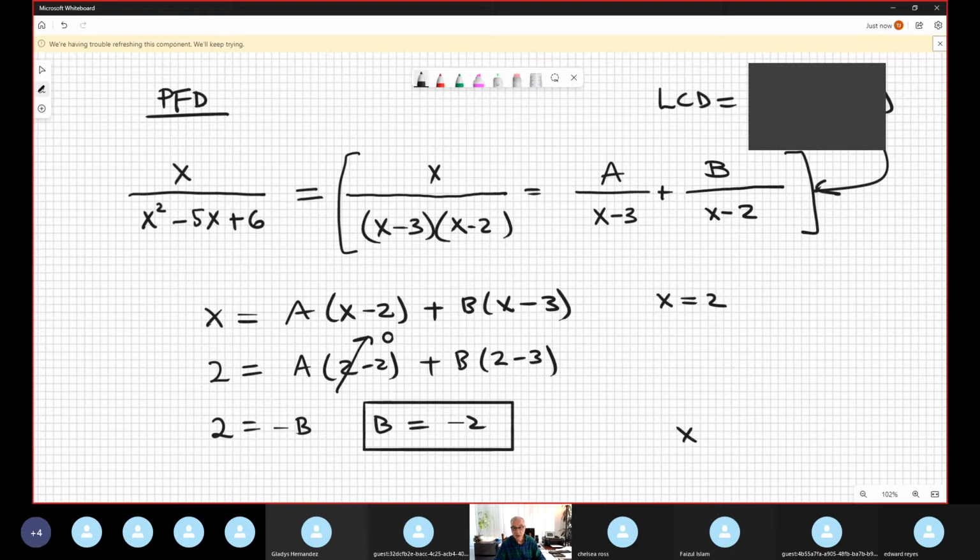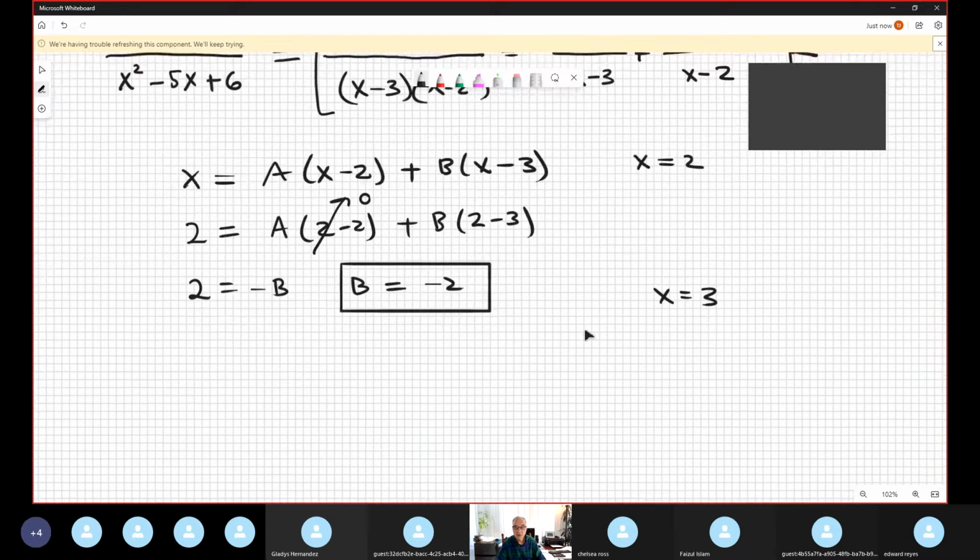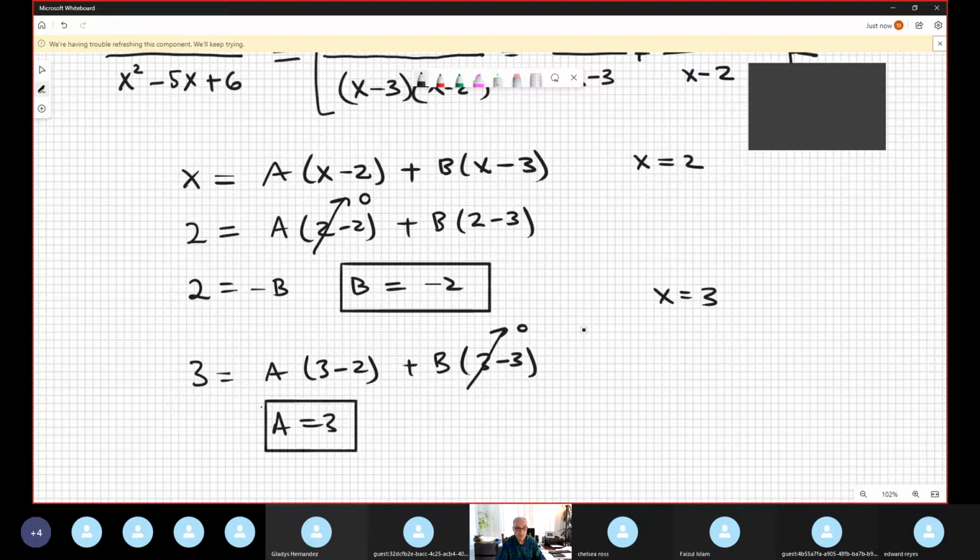Okay, now the next is 3, no? Positive 3 or negative 3? Let's see, positive. 3 is equal a times 3 minus 2, b times 3 minus 3 gets 0. Smart value. So 3 minus 2 is 1, therefore a is 3. So, this is super important.